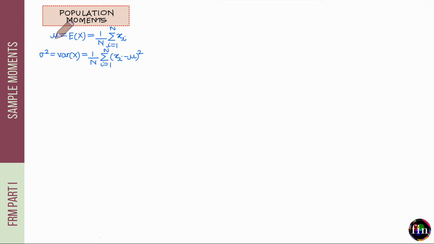For mu, basically we calculate it as the simple average of the observed values of X across all population members. Sigma squared is also calculated as a simple average. It's the simple average of the squared deviations of X from the mean mu, and again it's computed across all population members.